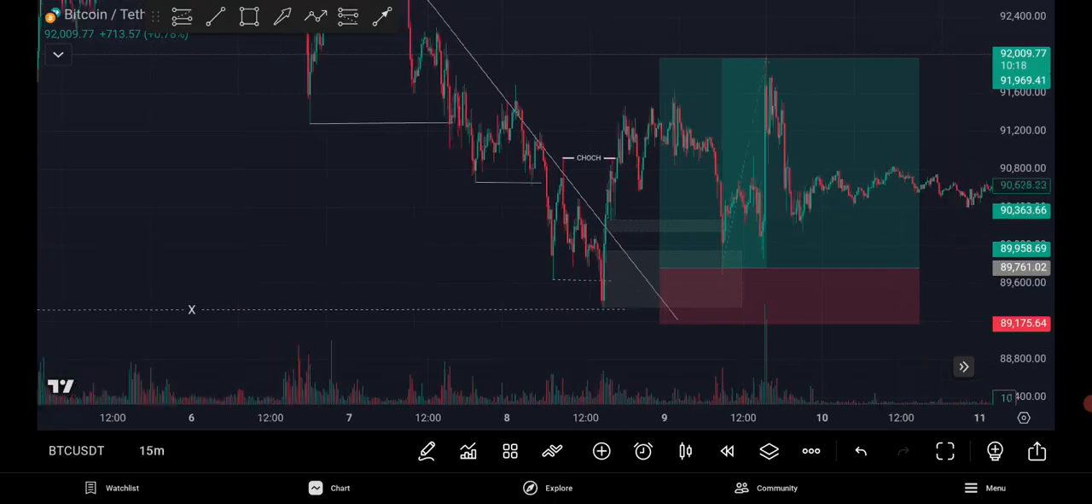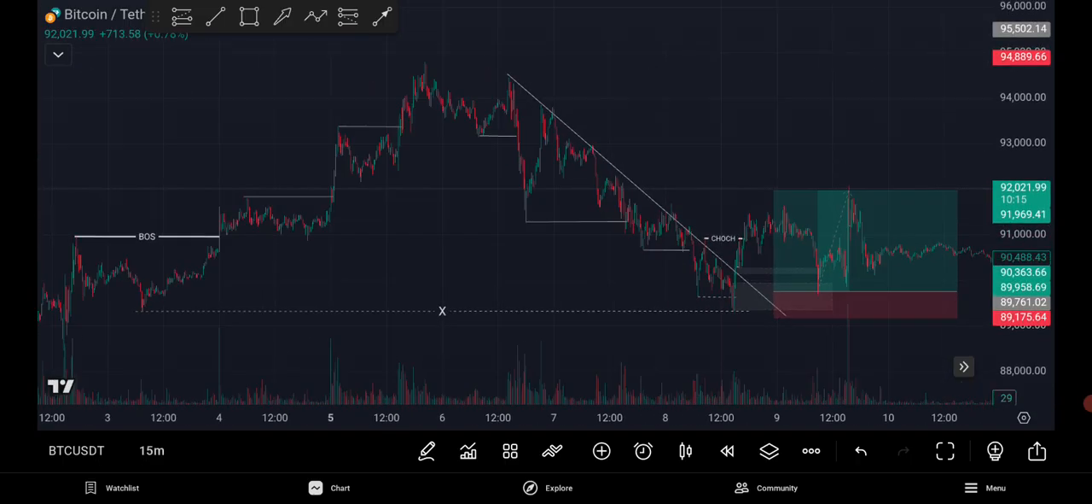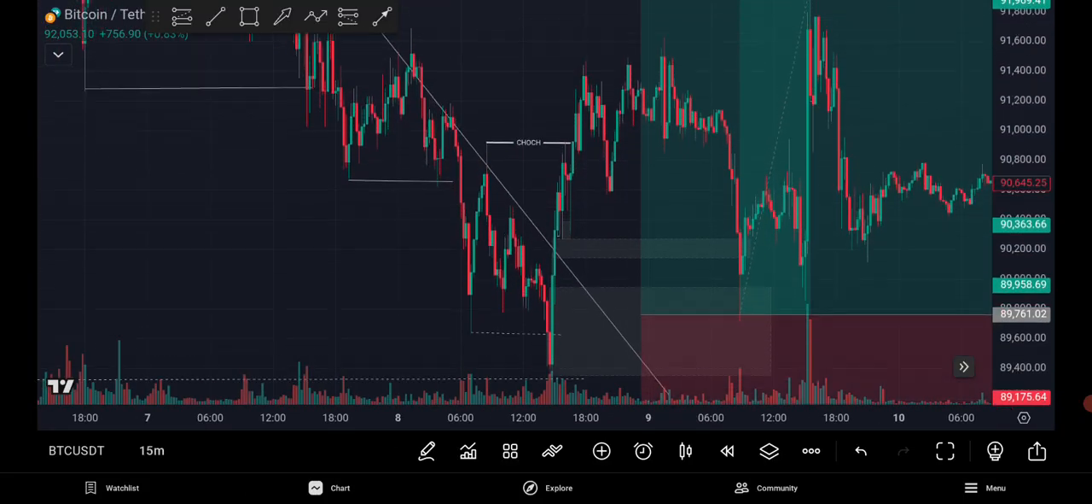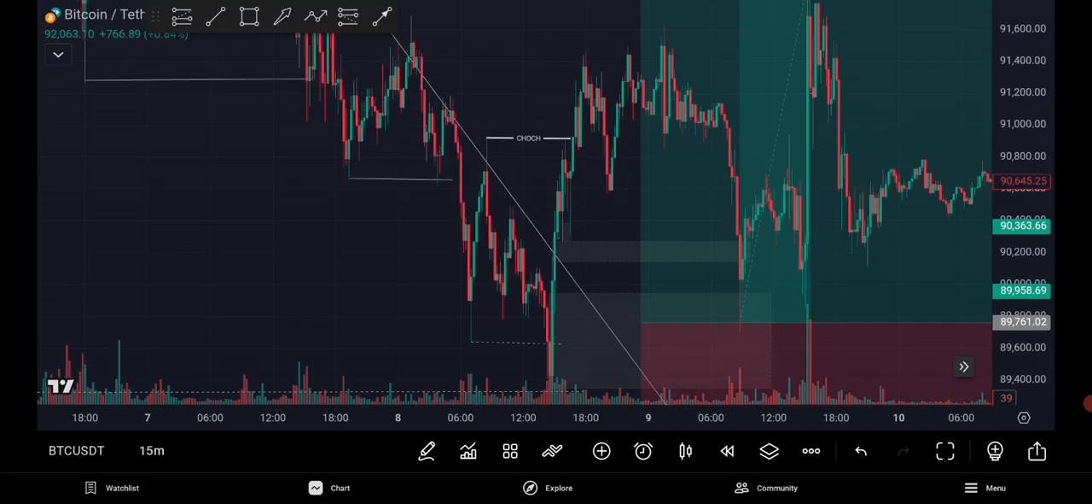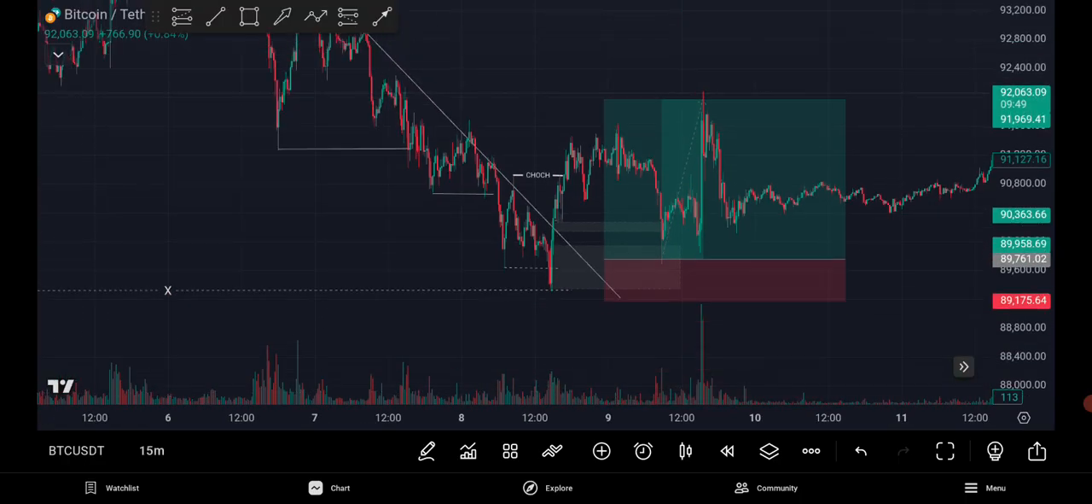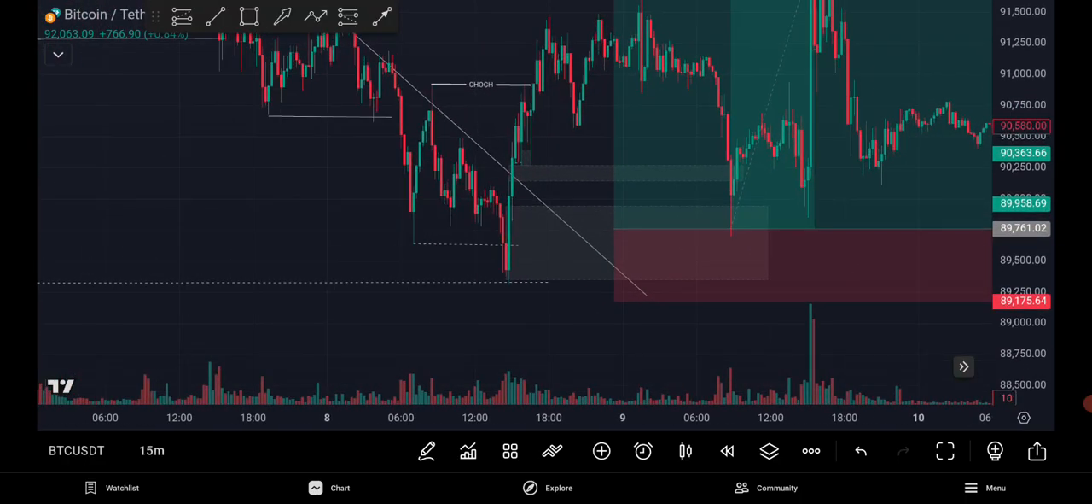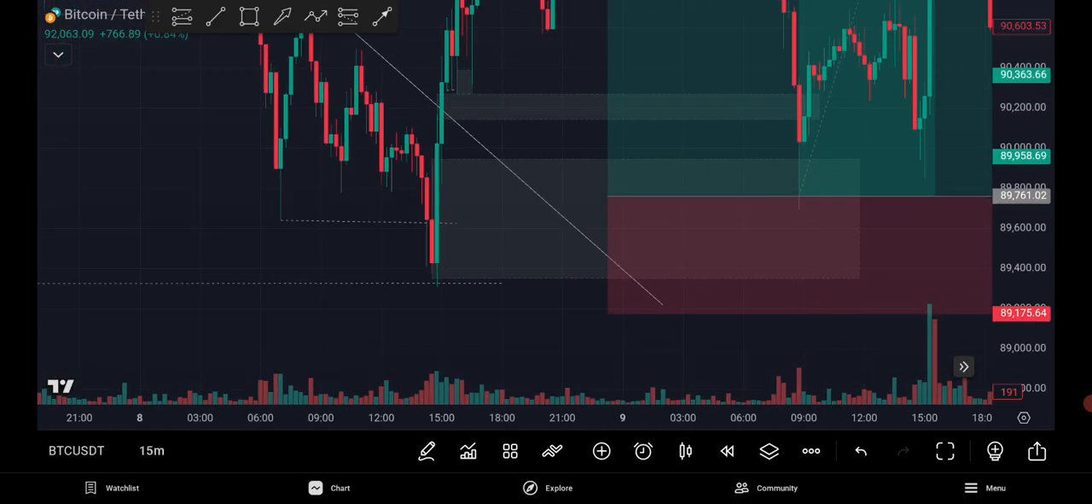Now, internally, as you can see, there is a break of structure, break of structure, break of structure, until price came, took out this low here, then broke this trend line, and then closed above this high here. And then what I did here, I'll just wait for price to come to this zone.